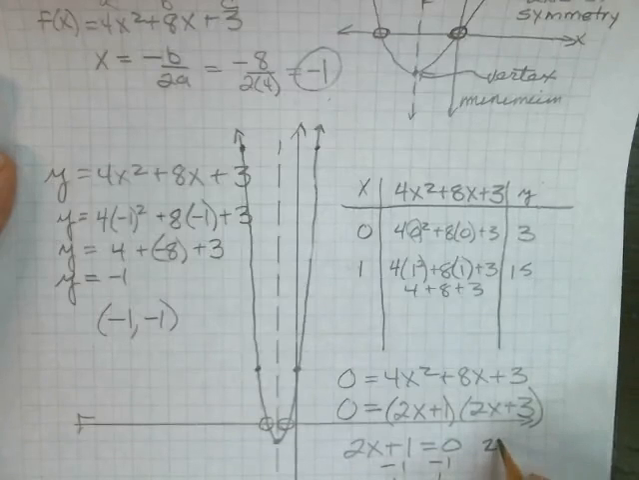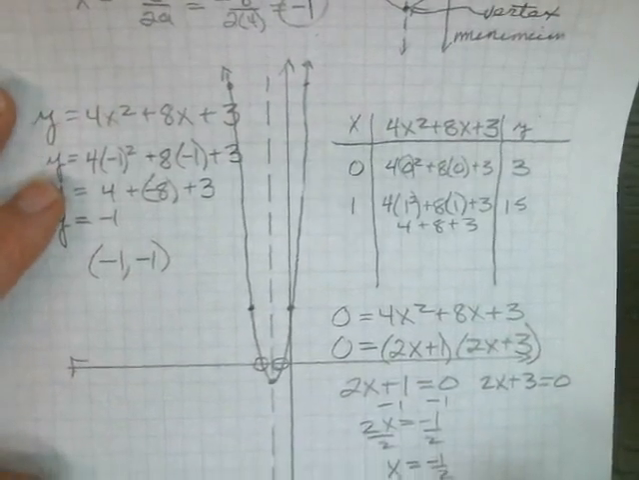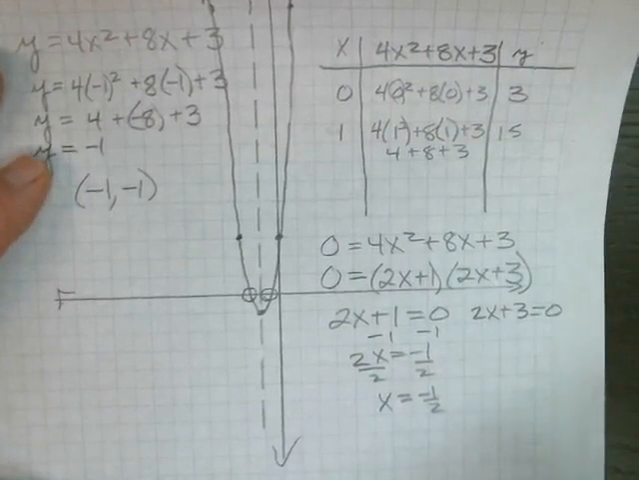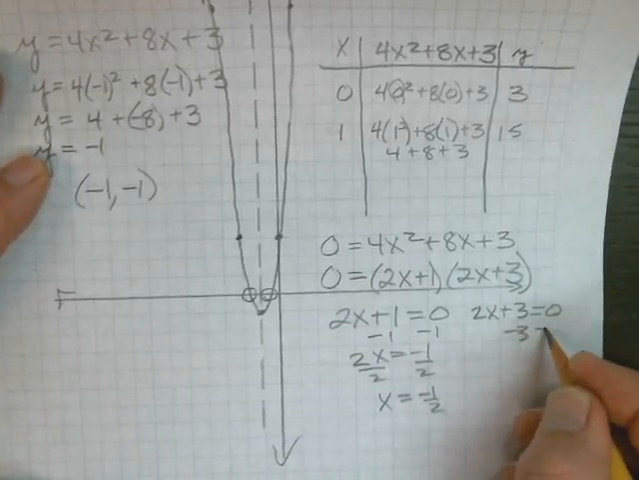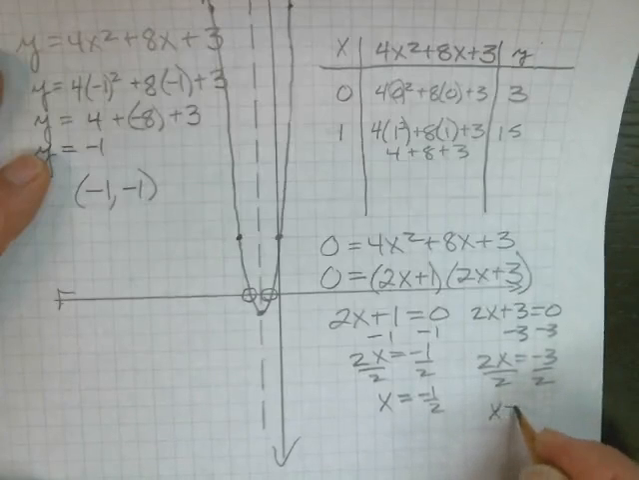If I go here, if 2x plus 3 is equal to 0, and I'll move up here. I'm sorry, I lost you a little bit there, but you can see where I've caught up. And subtract 3 from both sides. I get 2x is equal to negative 3. Divided by 2, I get x is equal to negative 3 halves.